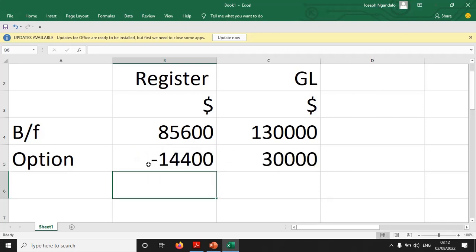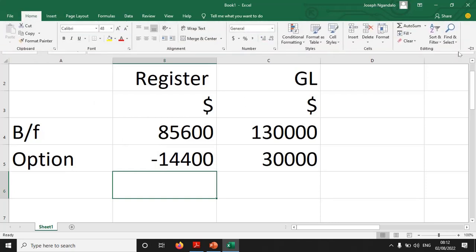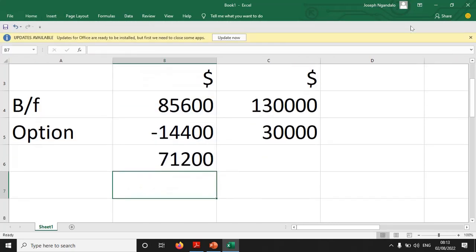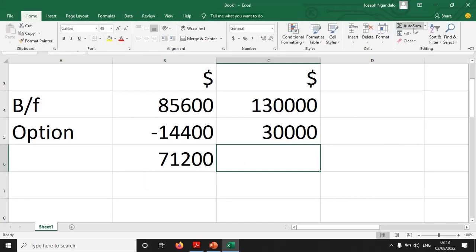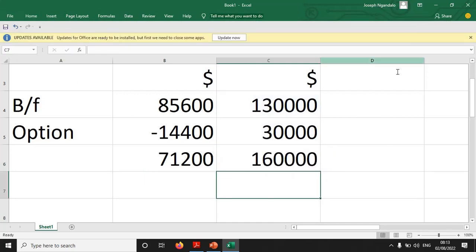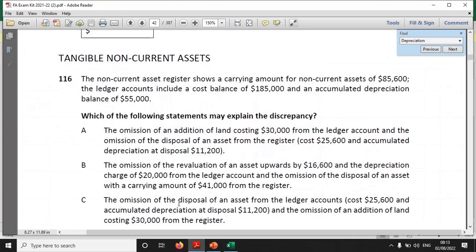It's a minus sign. Now check if the numbers are correct. Here, there's a 71. But there is a 160. So definitely option A is not the correct one. Let us go to the next option, and I'll try by all means to be a bit brisk because we can't be spending too much time on one question.